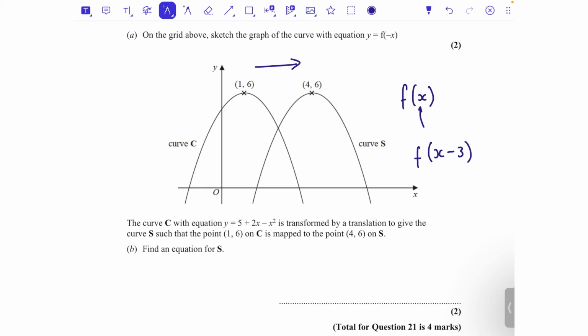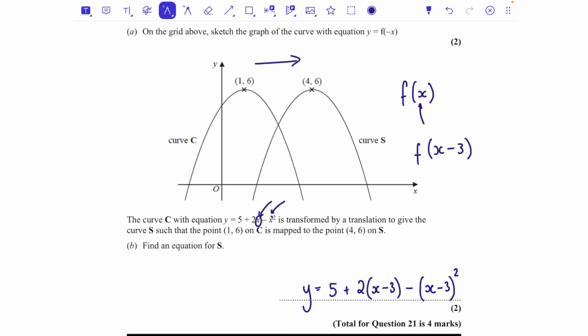Now, what that means is that everywhere you see an x in the equation, we need to change it to be x minus 3. We're changing that input. So the new equation is going to be y equals 5, add 2 lots of x minus 3, minus x minus 3 squared. So I've taken everywhere where there was an x, and I've changed that x to be the bracket x minus 3. And that's changing your input. You're changing f of x to be f of x minus 3, and that moves the graph 3 to the right.